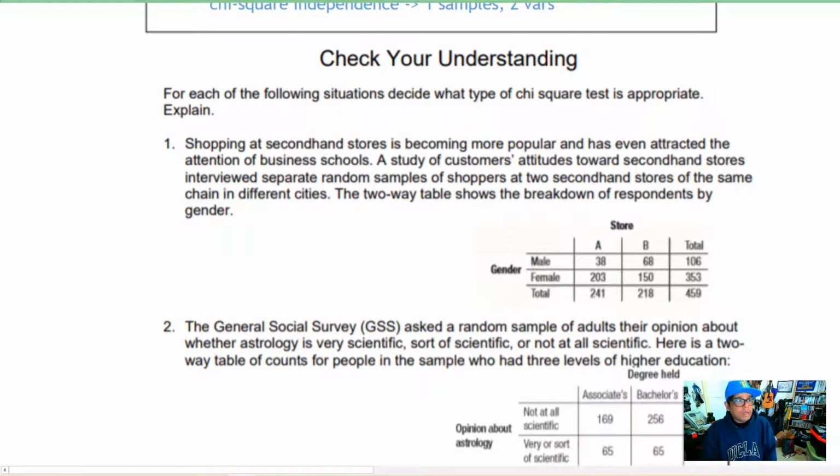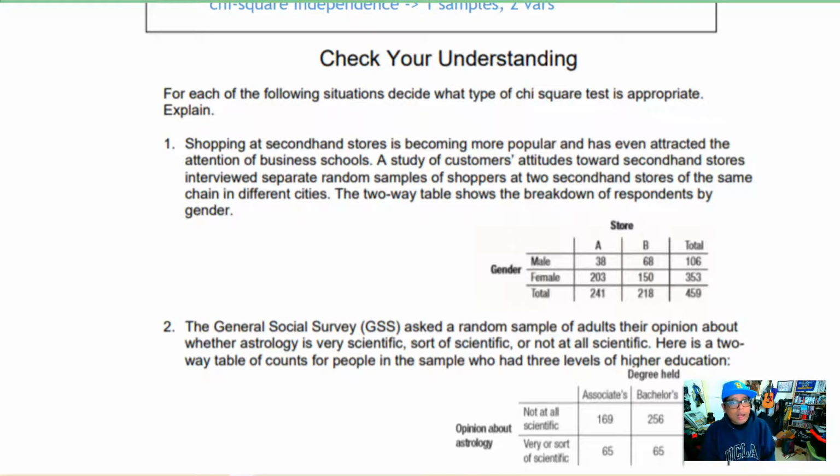Okay. For each of the following situations, decide what type of chi-square test is appropriate. Shopping at secondhand stores is becoming more popular and has even attracted the attention of business schools. A study of customer attitude towards secondhand stores interviewed separate random samples of shoppers at two secondhand stores of the same chain in two different cities. The two-way table breaks down the respondents by gender.